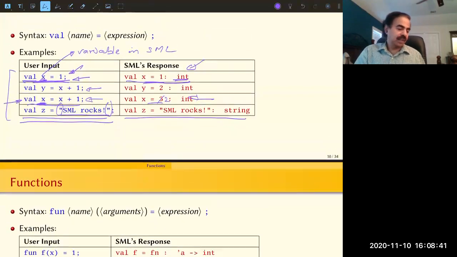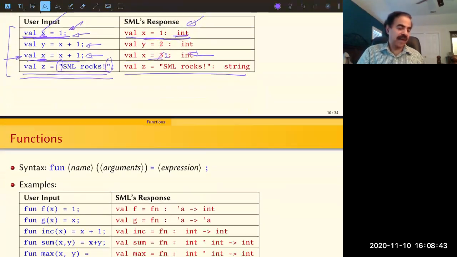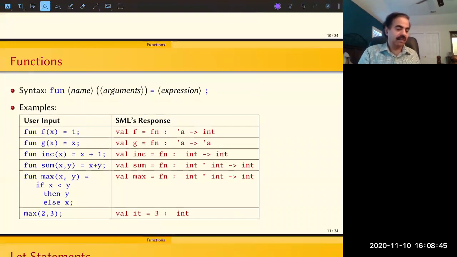So this is for simple values. You can define functions in the same way. So the only difference is that you put this keyword fun instead of val, right? So fun f of x equal to 1. Well, that's a function that always returns a value 1. It basically ignores the parameter that you provide here and always returns 1.